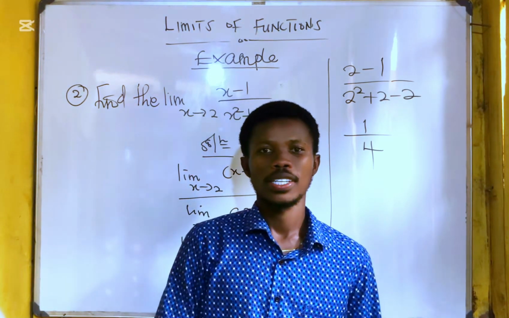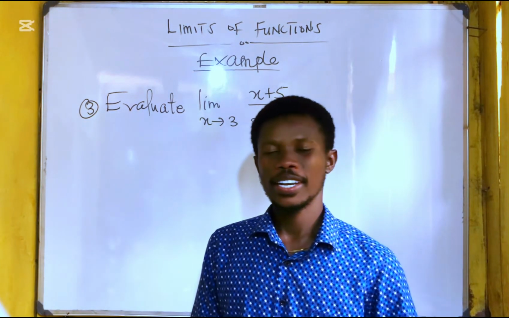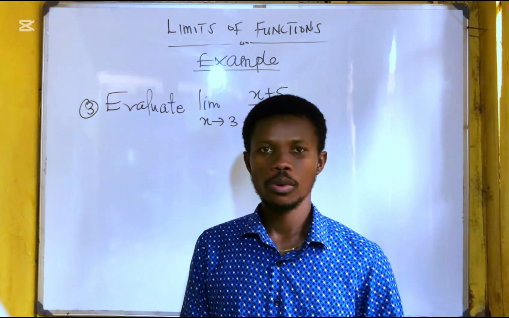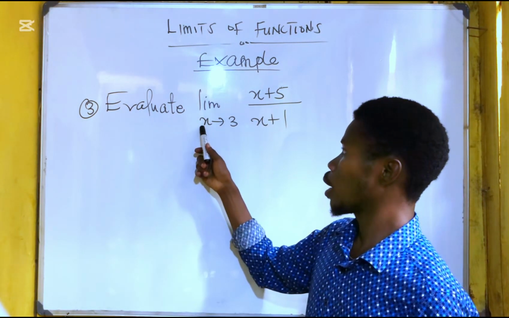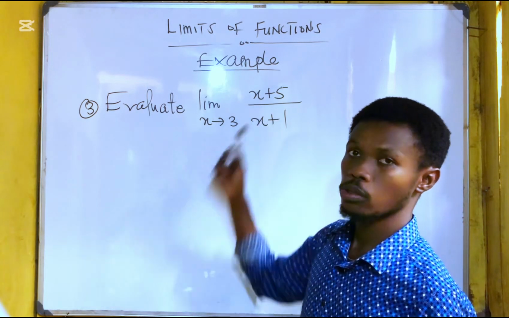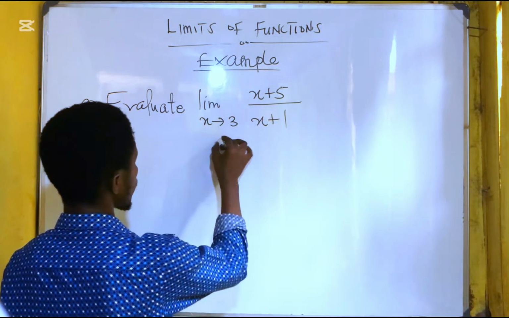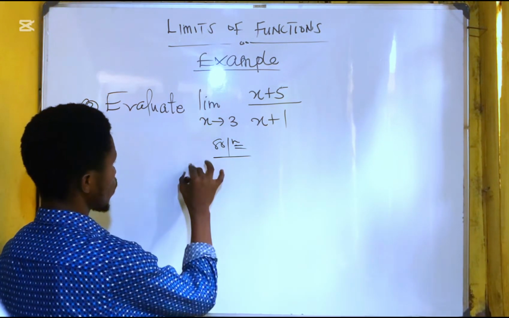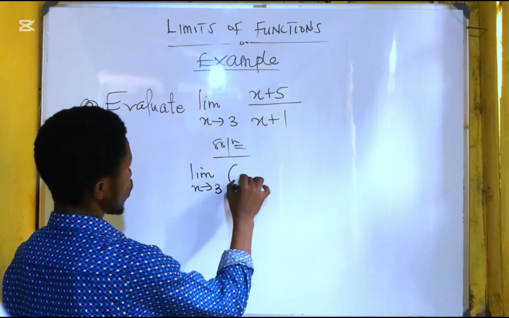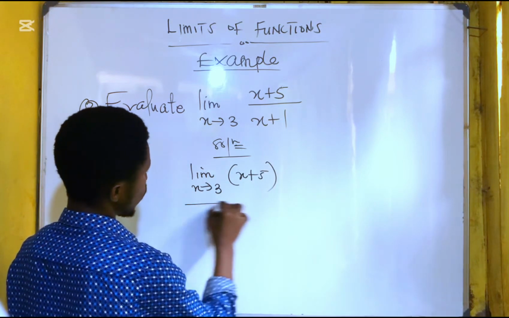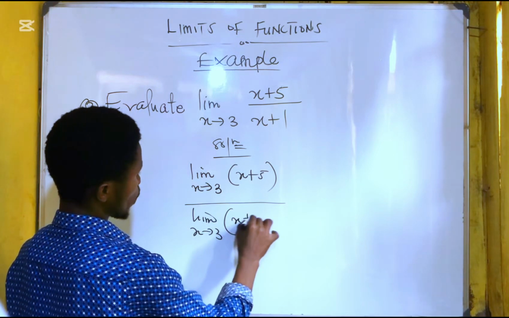So now let's look at the next example. So now let's look at the last example here. You can also look for more and try it. Okay. So the example is saying that you should evaluate the limit as x approaches 3 of x plus 5, all divided by x plus 1. So the same procedure, you're going to have the limit as x approaches 3 of x plus 5, all divided by the limit as x approaches 3 of x plus 1.